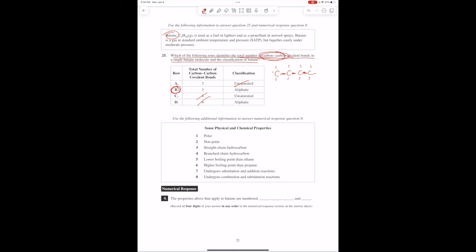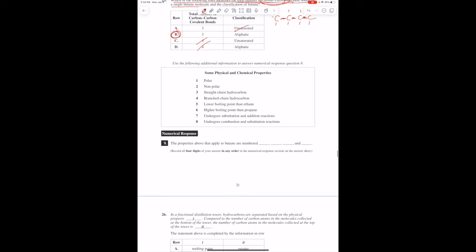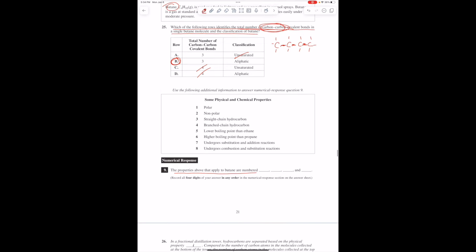Okay, nice. I like those. Quick, easy. Let's get on to summer holidays. The properties above that apply to butane are numbered. Okay, butane. All right. So butane is nonpolar. Here, I'm going to erase that. Remember, if I have a nice symmetrical pull, like I got a pull this way and a pull this way, so it's nonpolar, okay? So 2 is okay. It's straight chain, it's not branched.